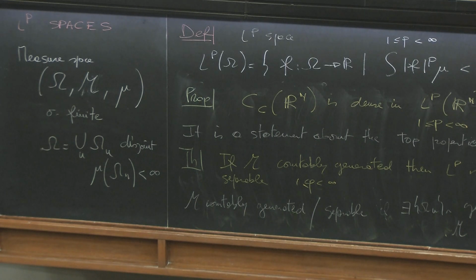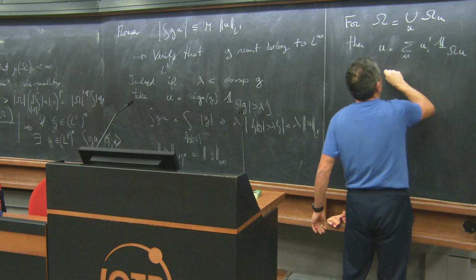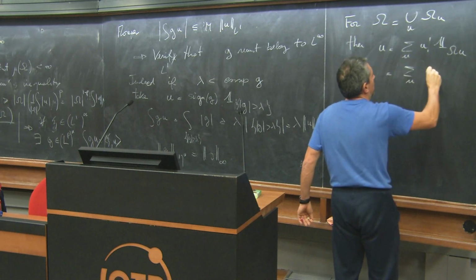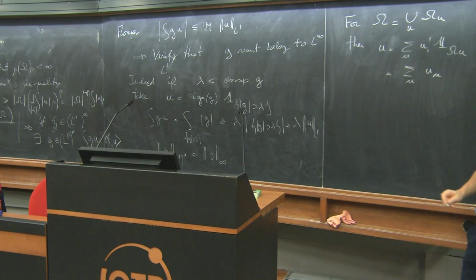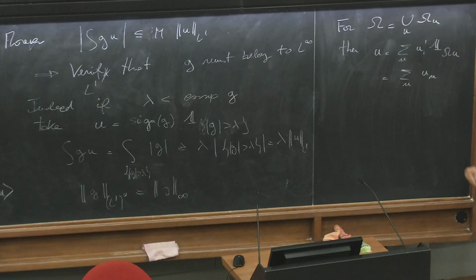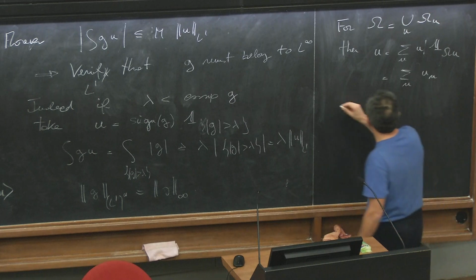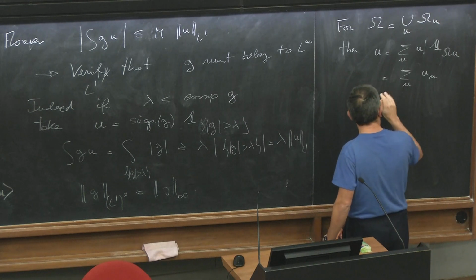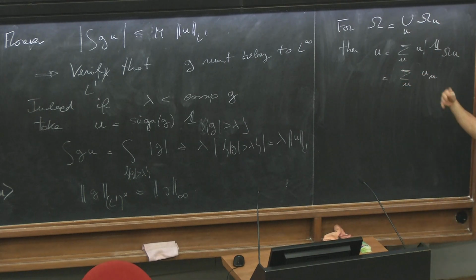U is the sum of U restricted to omega n times the characteristic function of omega n. So it's the sum of Un. And I'm saying that this is converging in norm. So the definition is perfect because it's a series which is converging. It's a Cauchy sequence, or it is a series which is converging. And simply because the norm of U is equal to 1.